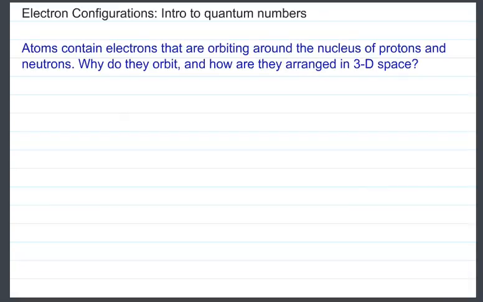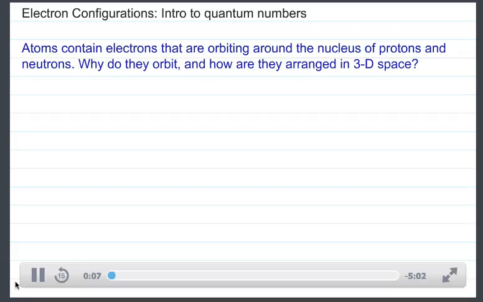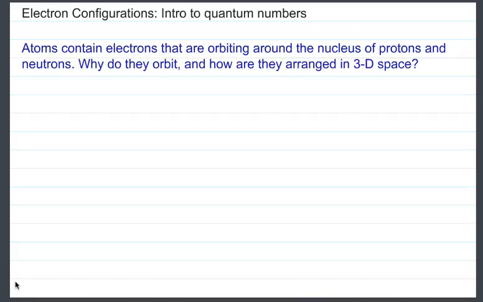Welcome to Monochemistry. Today we're going to talk about electron configurations, and the first thing we need to look at is just a quick introduction to quantum numbers. I'm not going to get into a lot of detail about this, but I wanted to give you the background information. So the first thing I want you to be aware of, and you already are probably, is that atoms contain electrons that are orbiting around the nucleus of protons and neutrons. Why do they orbit? And how are they arranged in 3D space?